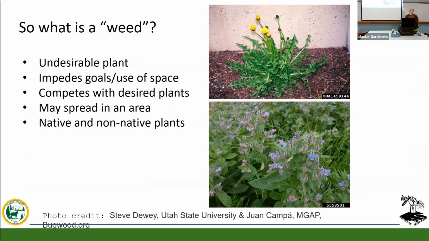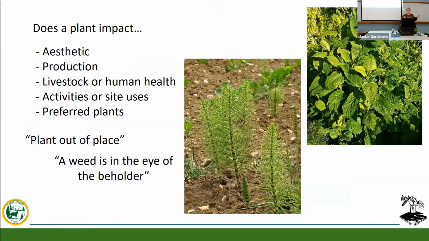It may be a species that is impeding or negatively impacting your goals or desired use for the space. Maybe it's a plant that self-seeds and spreads easily, and it competes with plants you would rather have in your space. A weed can be a native or a non-native plant. And here we have dandelion and borage. These are 2 common garden weeds. Borage is sometimes purposefully planted, but if it's not contained, it can spread and become weedy.